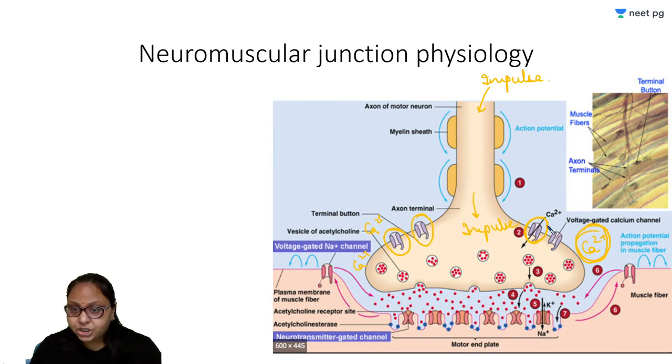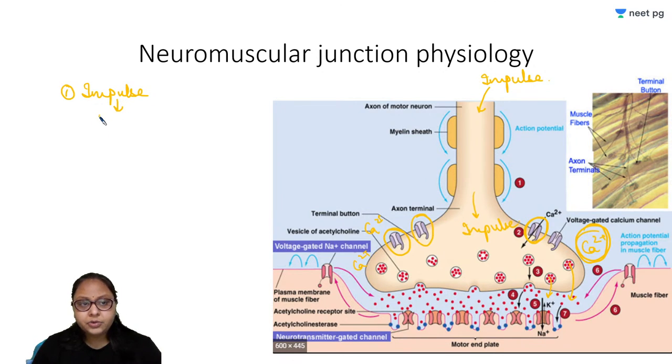So when the calcium enters, the synaptic vesicles go and bind to the membrane, and there is release of this acetylcholine into the neuromuscular junction. Did you get the point? Dr. Abhishek, did you understand? Others, did you understand?